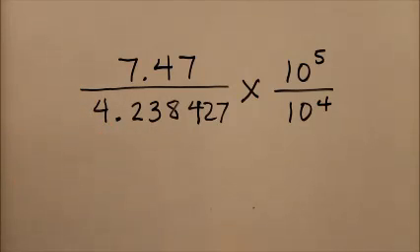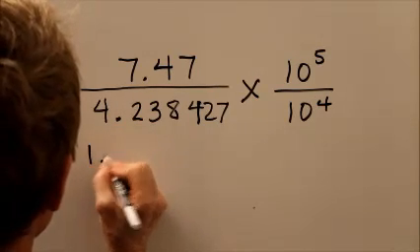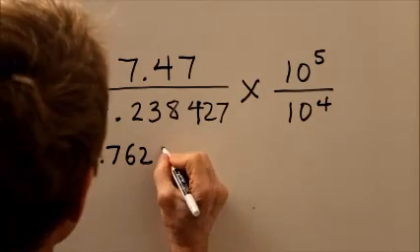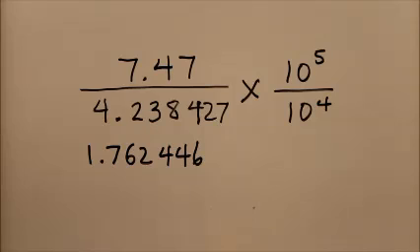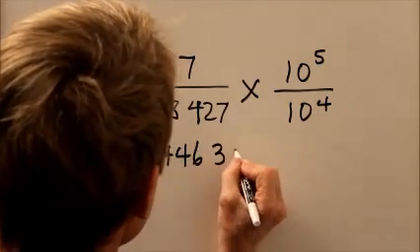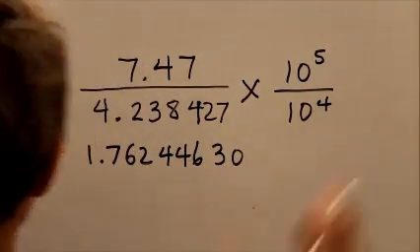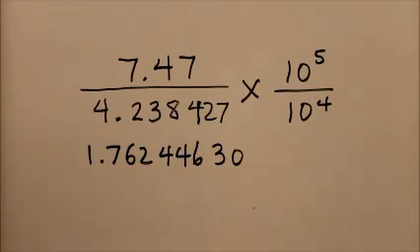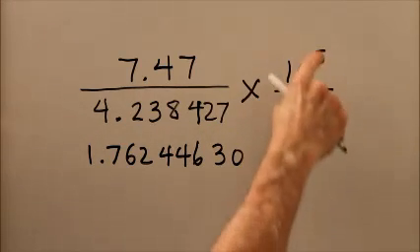When we take our calculator and divide 7.47 by 4.238427, we get 1.762446. Let's take it out a little further: 1.76244630. That ought to be plenty far enough, and then some more digits, and it just keeps going on and on and on. But that's going to be good enough to round off to just these 3 significant digits.